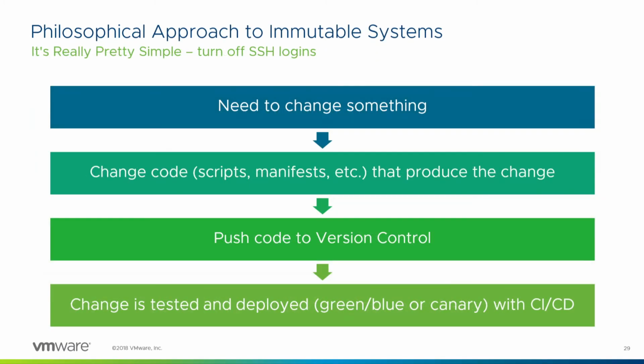So what does immutability look like? Well, you need to change something. You don't change the thing. You change the code that's going to change the thing. And that's how that works. And then you push the code, right, to version control. You git add, git commit, and then git push. You do simple operations. And then you test that code in other versions of the pipeline.